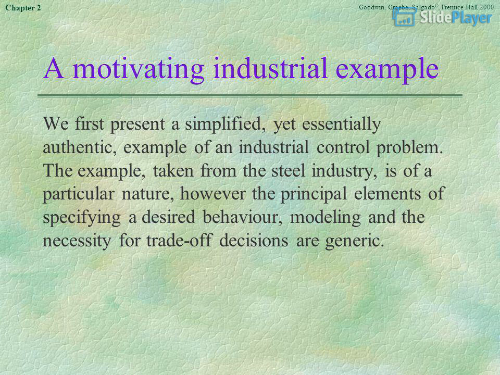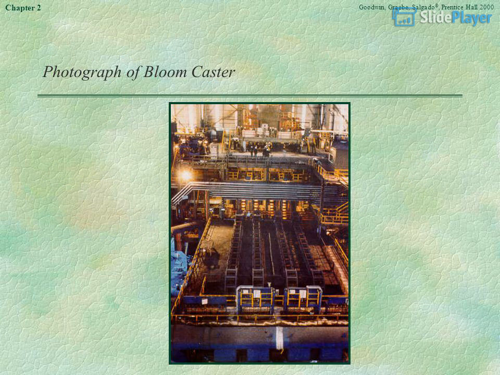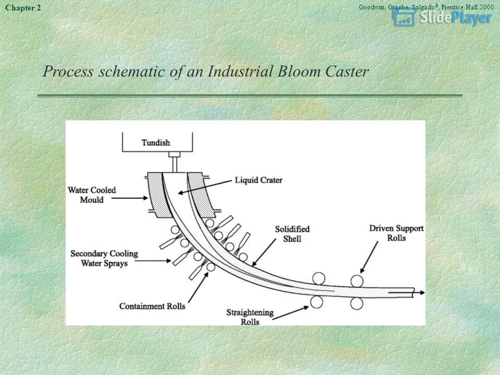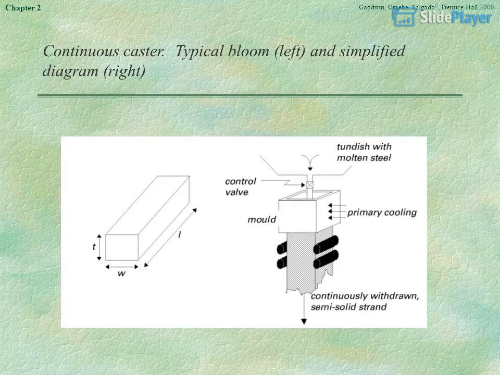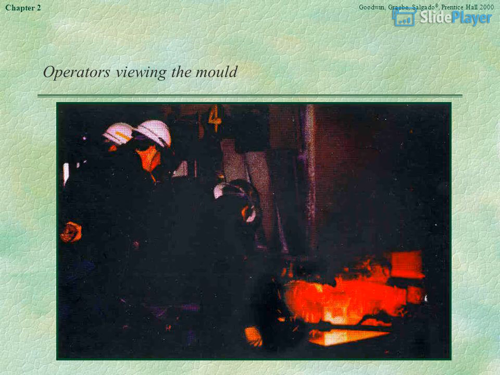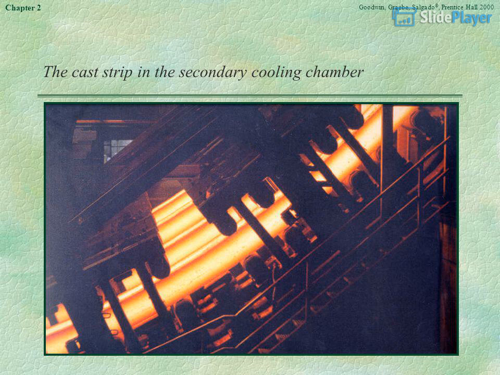2.3 Continuous caster control. Photograph of bloom caster. Process schematic of an industrial bloom caster. Continuous caster, typical bloom, left, and simplified diagram, right. Operators viewing the mold. The cast strip in the secondary cooling chamber.